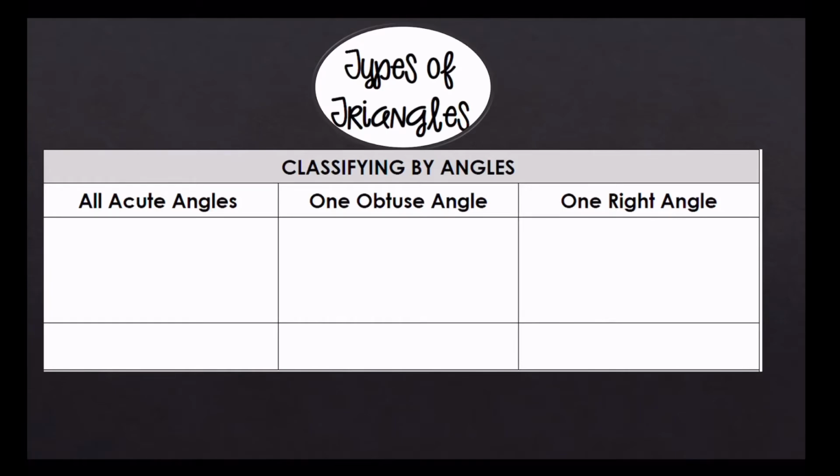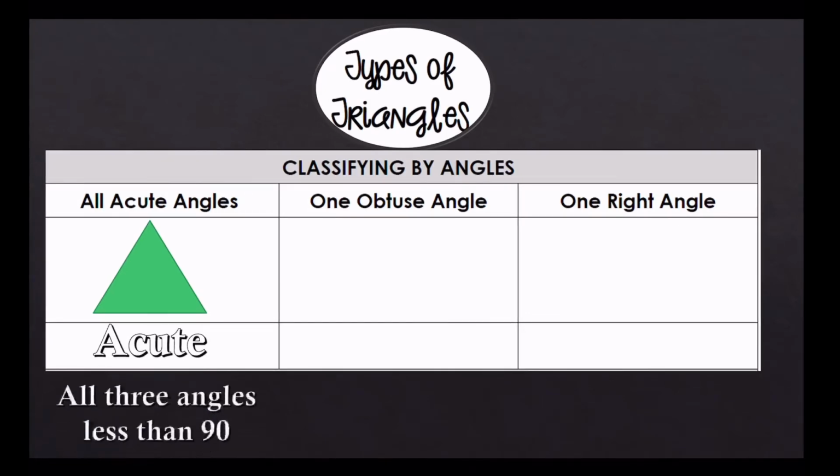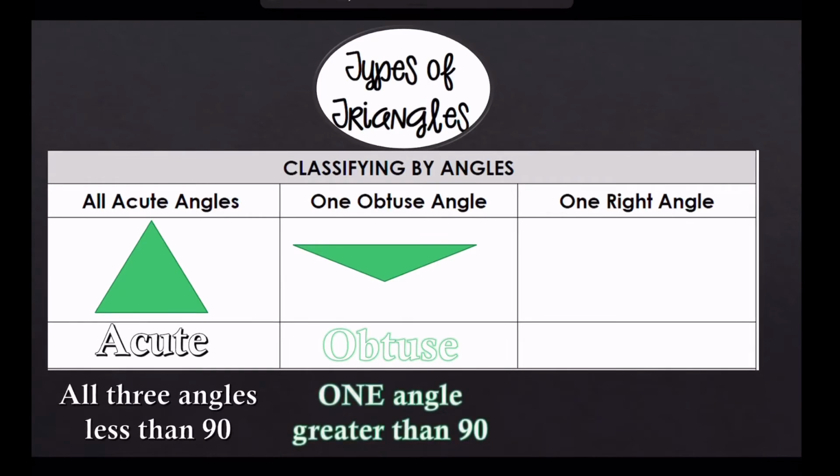When we have a triangle that has all acute angles, it's called an acute triangle. What that means is all 3 angles are less than 90, no matter what. Every single one is less than 90. An obtuse triangle might look something like this. And we have one angle that is greater than 90, and that is only one angle.